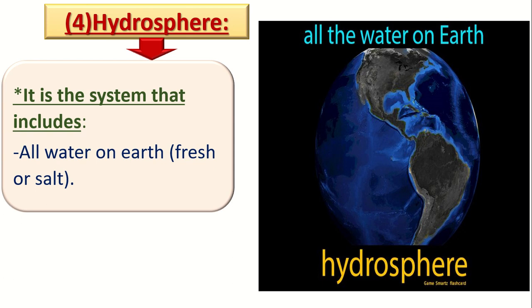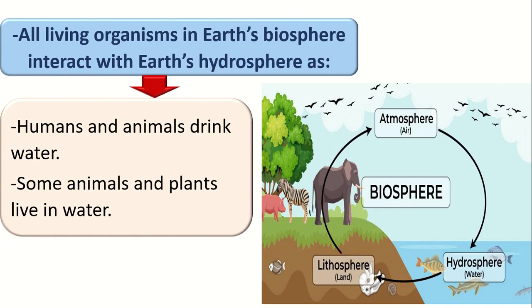Number 4, we have the hydrosphere, and hydro is coming from water. That's why this system contains all forms of water on the earth's surface, which is fresh water or salt water. And all living organisms on the earth, which is the biosphere, interact with the earth's hydrosphere. Not only that, all the earth systems can interact together.